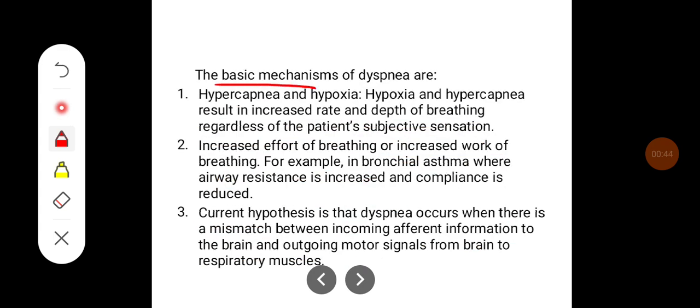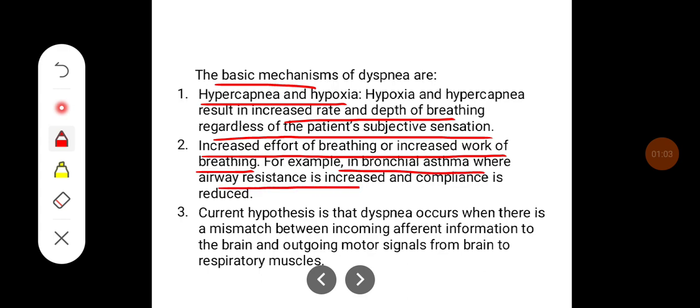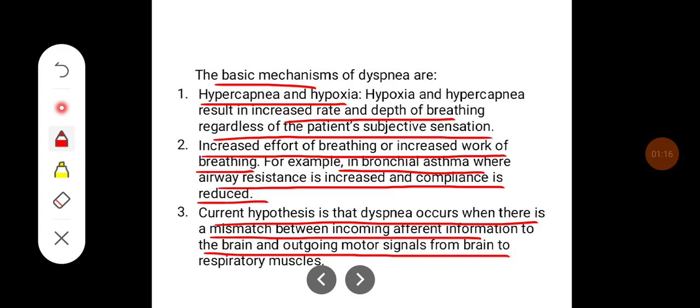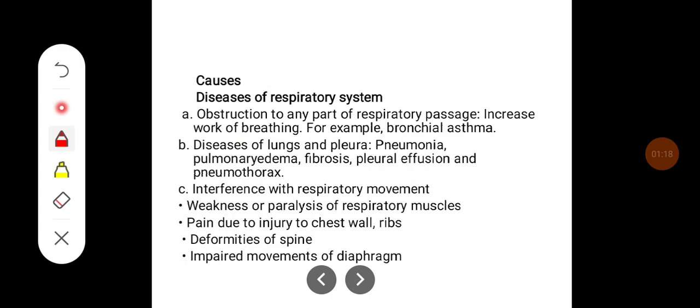The basic mechanisms of dyspnea are hypercapnia and hypoxia. Hypoxia and hypercapnia result in increased rate and depth of breathing regardless of the patient's subjective sensation. Increased effort of breathing, or increased work of breathing, for example in bronchial asthma where airway resistance is increased and compliance is reduced. The current hypothesis is that dyspnea occurs when there is a mismatch between incoming afferent information to the brain and outgoing motor signals from brain to respiratory muscles.